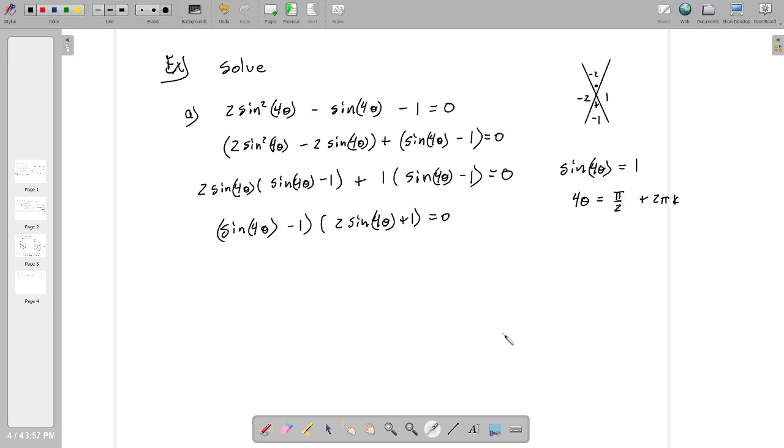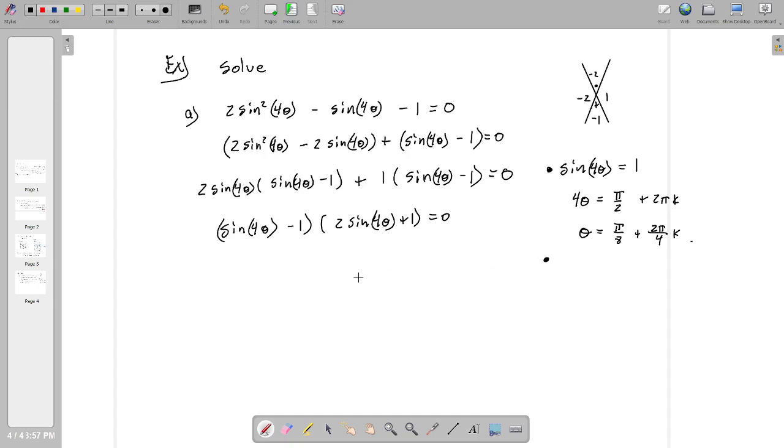Now there is no other place for which sine gives us a +1. This is it. Divide by 4 and we get theta is equal to pi divided by 8 plus 2 pi divided by 4. Okay, that's one of the equations that we get.